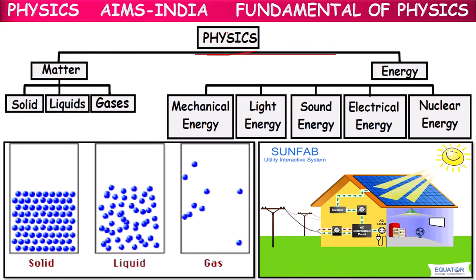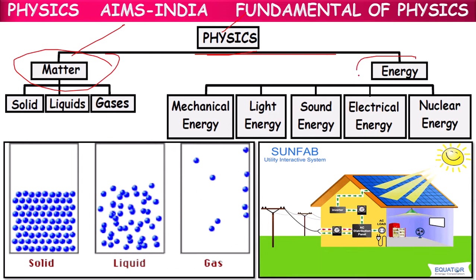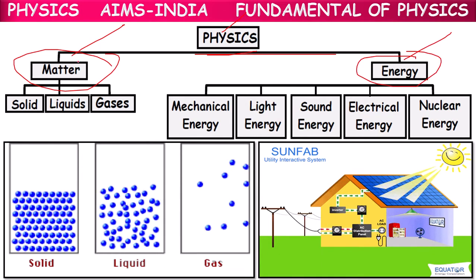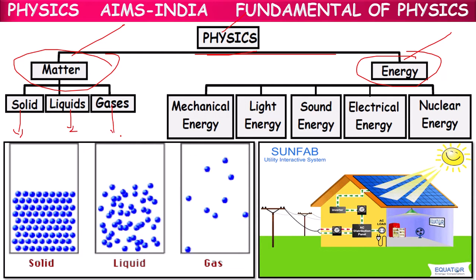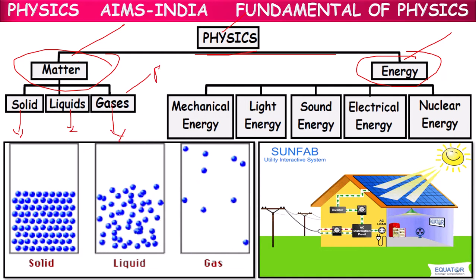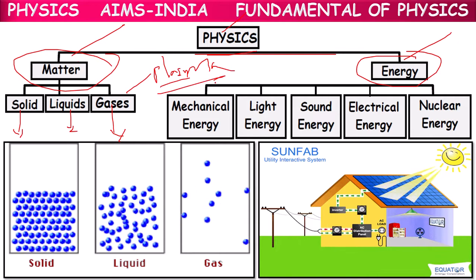So next, physics is mainly classified into two types. One is matter, another one is energy. In matter, again, we have mainly three forms: solids, liquids, gases, and one more state, the plasma state, is also there, which you can learn in your higher classes.